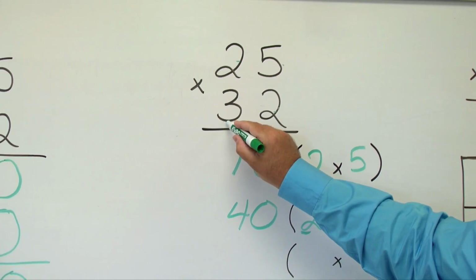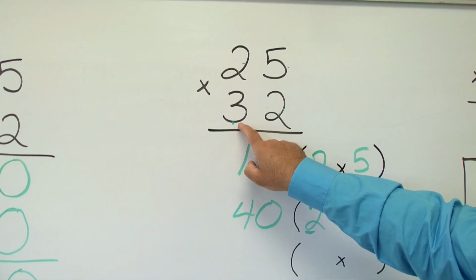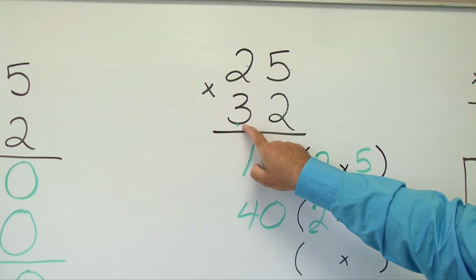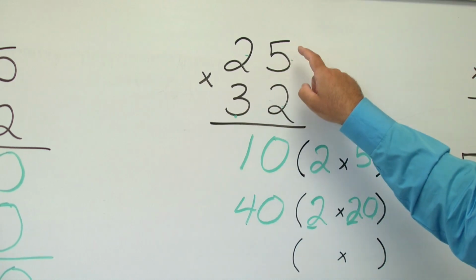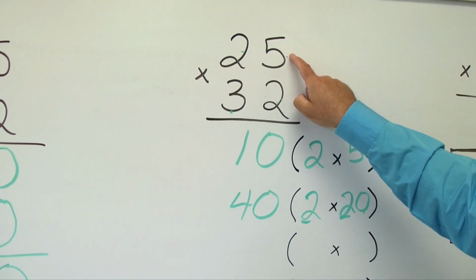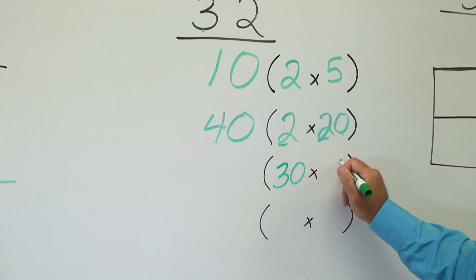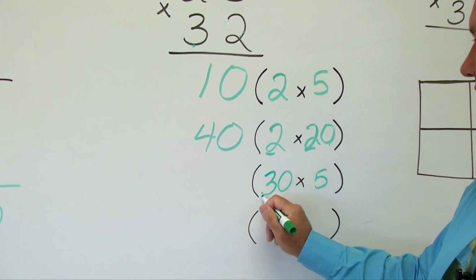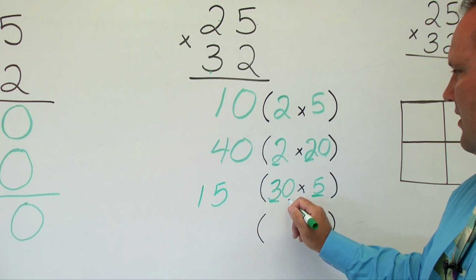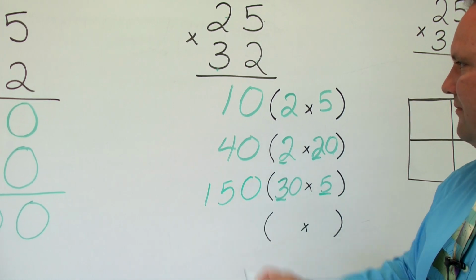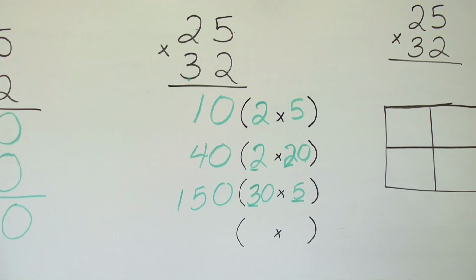Now what I'm going to do is multiply all of my top numbers by my 3. My 3 is in the tens place, so it doesn't really mean 3, it really means 30. I'm going to do 30 times 5, because 5 is in my ones place. My basic fact, 3 times 5 is 15, and I have 1 0 at the end. I get a partial product of 150.